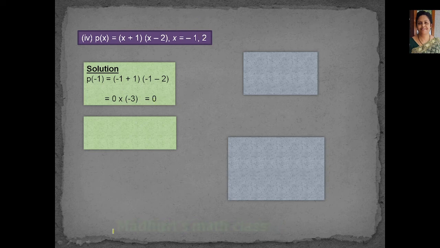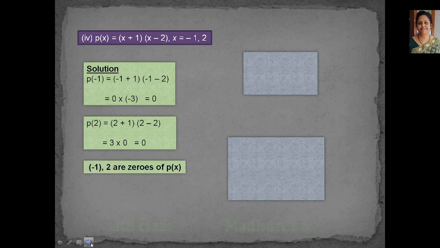Now 2. P2 is equal to 2 plus 1 into 2 minus 2. 2 plus 1 is 3. 2 minus 2 is 0. So, x minus 2 is 2 minus 2. So, 3 into 0 is equal to 0. So, 2 is a 0 of P(x). So, here both are 0. So, that means negative 1 and 2 are zeros of P(x).